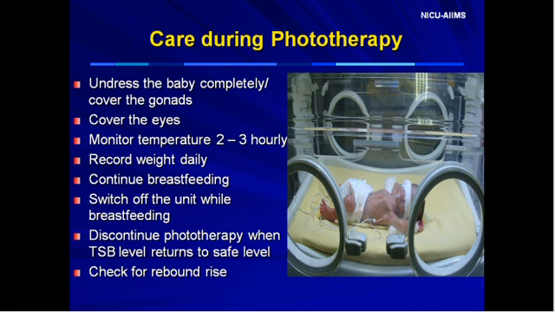For initiating phototherapy, the following steps must be followed. Undress the baby completely. Cover the gonads and the eyes. Monitor temperature every 2 to 3 hours. Record the weight daily. Continue breastfeeding as per schedule. Switch off the unit while the mother is breastfeeding.